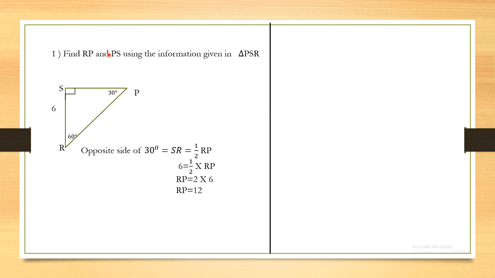Now let's find PS. PS is opposite side of 60 degree. We know that opposite side of 60 degree is root 3 by 2 times hypotenuse RP. The value of RP is 12. So root 3 by 2 into 12 we get 6 root 3. This is the value of SP.